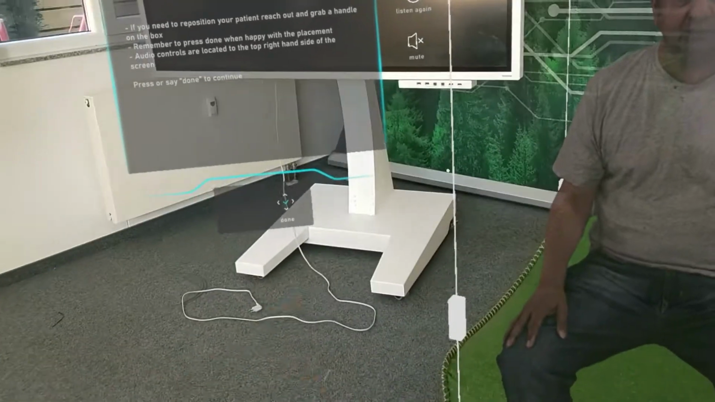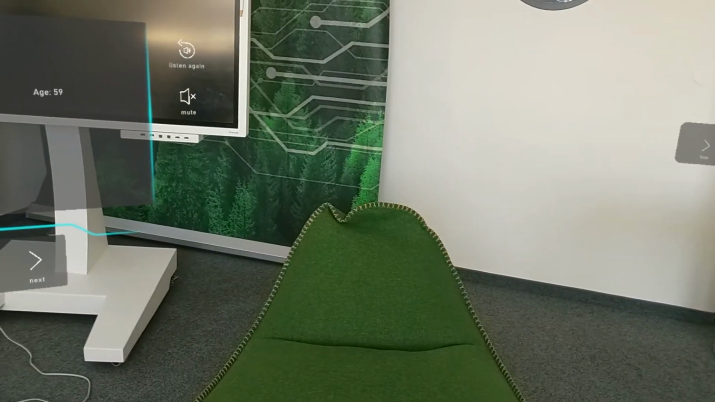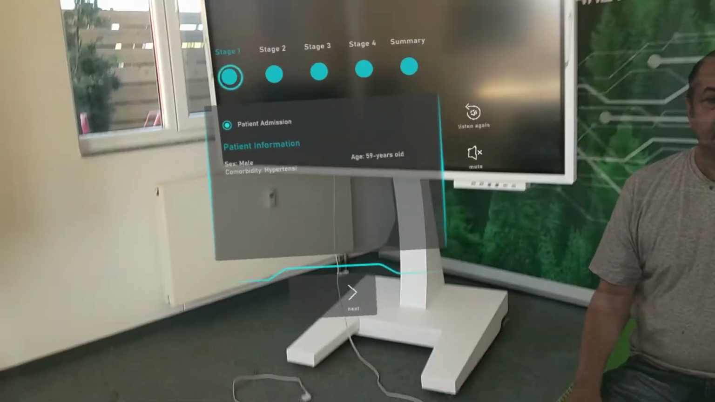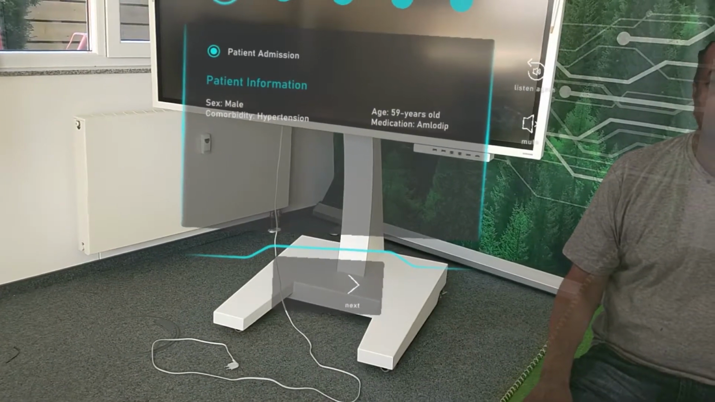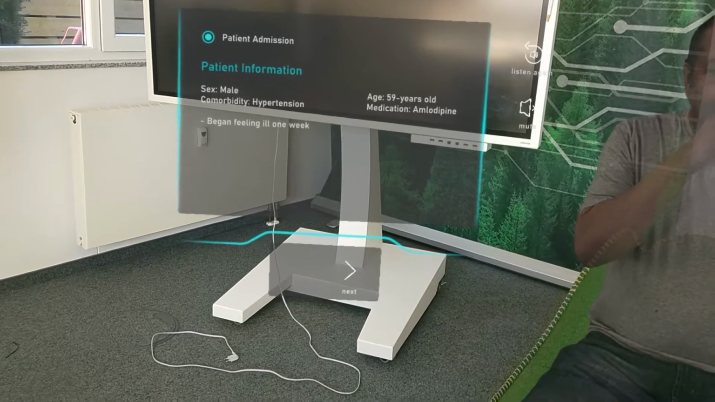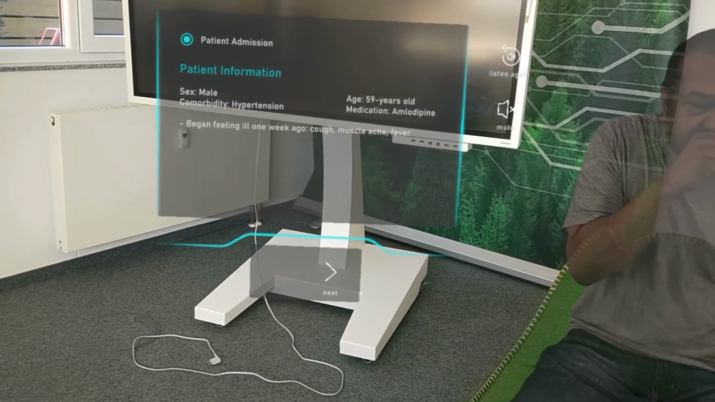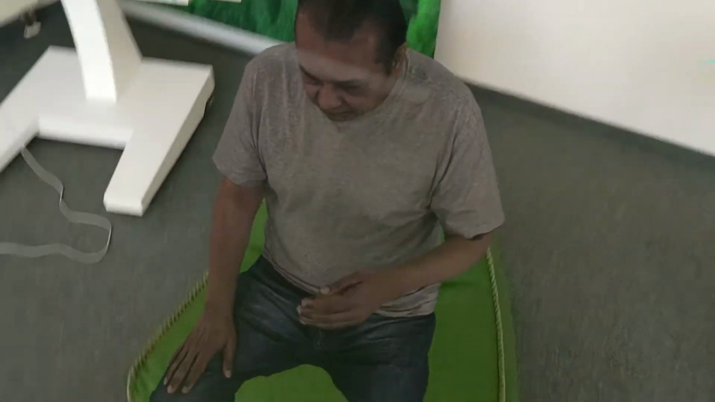You can also pause my voice or replay. Our patient is a 59-year-old male. He's currently taking amlodipine to control hypertension, but is usually fit, well, and independent regarding all activities of daily living. Further information can be found on the patient information screen.